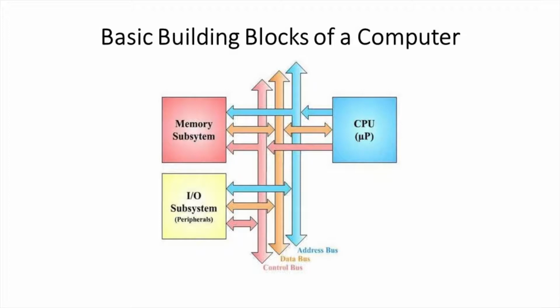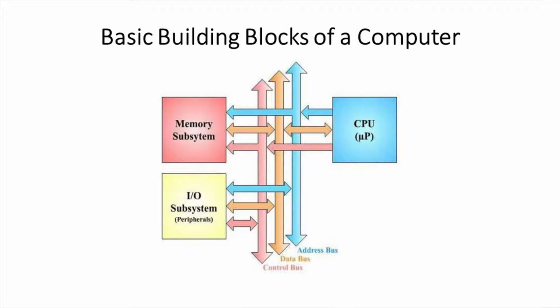These three components of the computer communicate with each other through buses. There are three types of buses, namely the address bus, the data bus and the control bus. The address bus carries the address of the devices in the I/O subsystem as well as the address of the location in the memory subsystem, using which the CPU can reference particular data in the memory or the I/O.